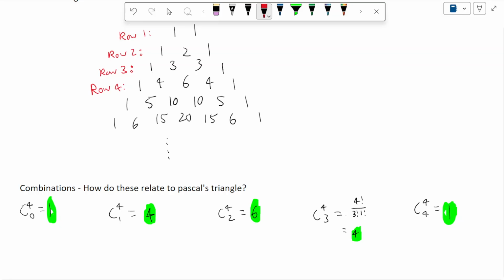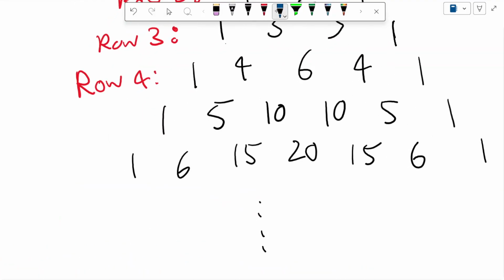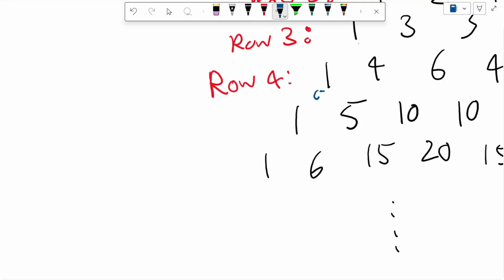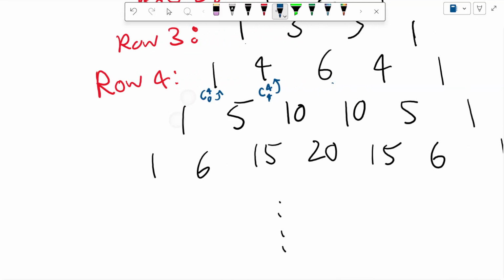And if I wanted this thing here, that would be C42, the 4th row and the second number. And by the way, the first number I count as 0. So that's C40 gives you that one. C41 gives you that one. C42 gives you that one. C43 gives you that one, and C44 gives you the last one.